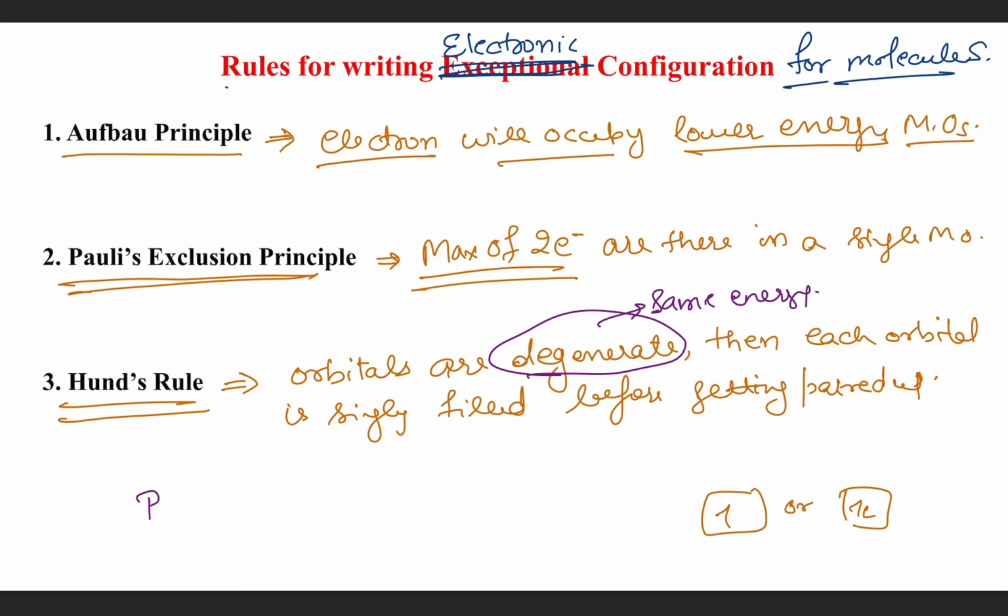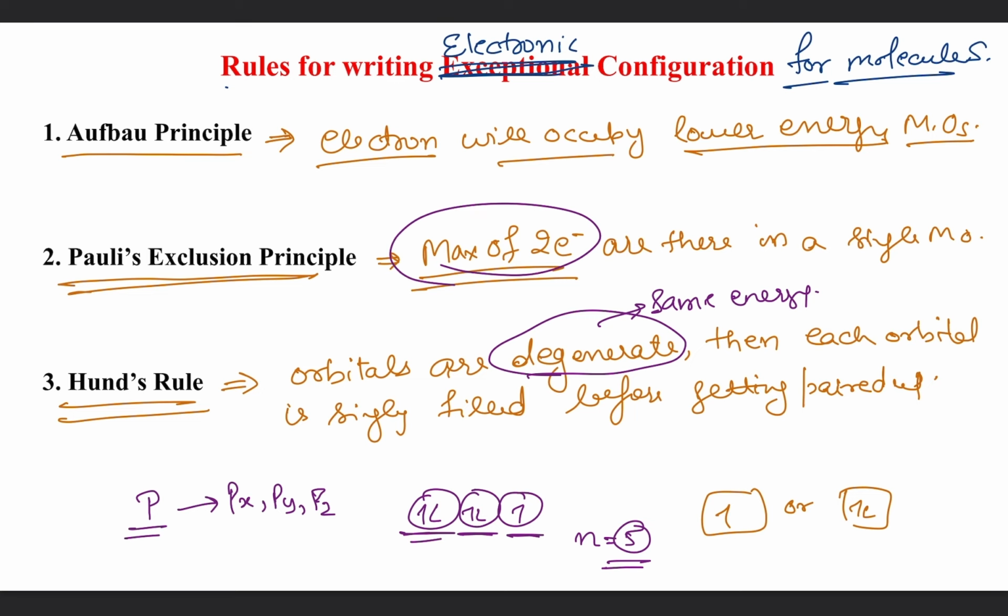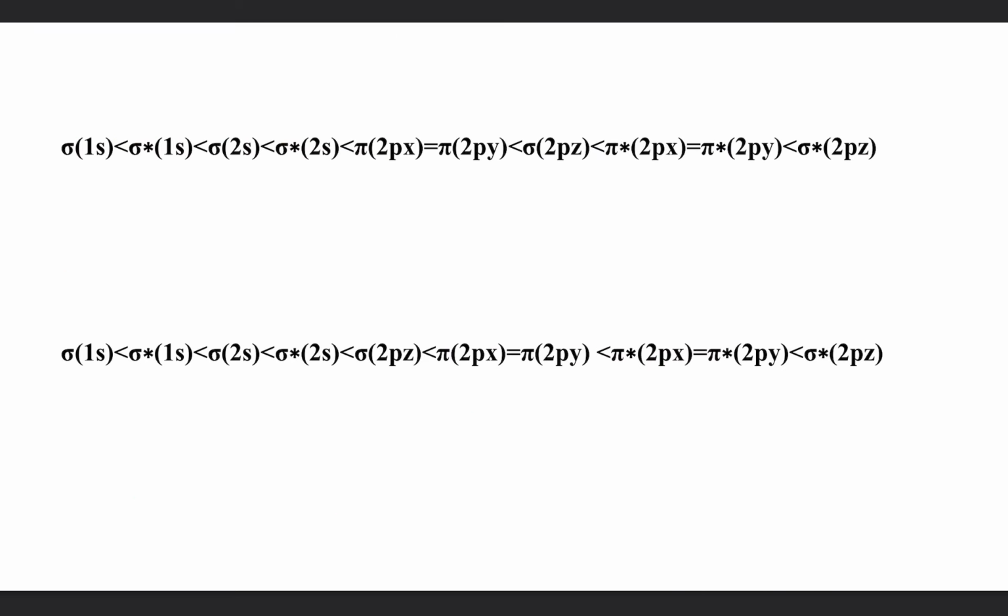Like we know that p has 3 subshells, Px, Py and Pz. We represent it like this. These are 3 degenerate orbitals. Now if I have 5 electrons, how will I fill them? We cannot fill them like 1, 2, 3, 4, 5. No, that is wrong. The correct order is, firstly you have to singly fill 3, then you have to pair up the other 2. In a single orbital, a maximum of 2 electrons is possible.